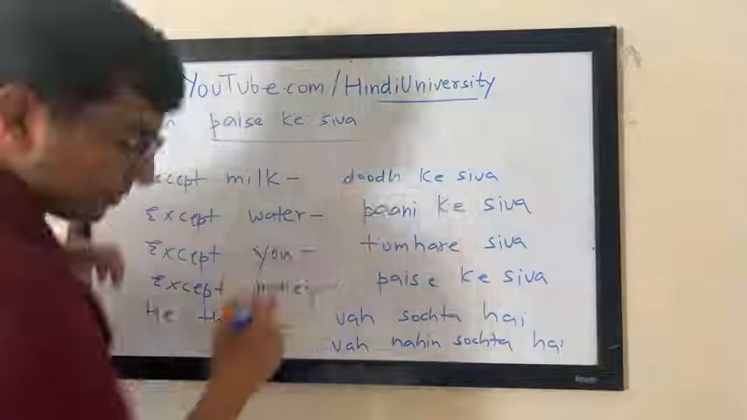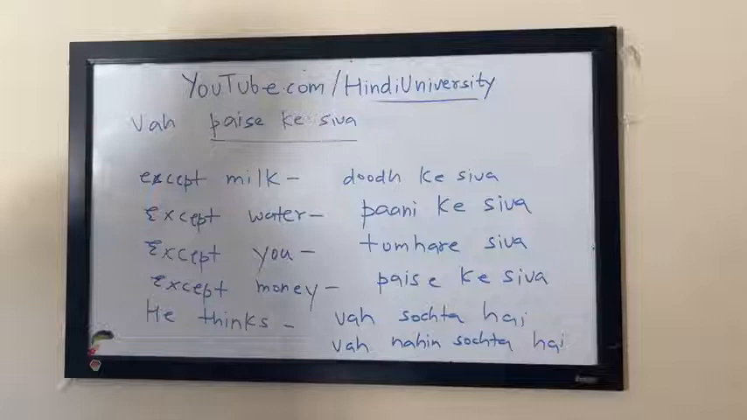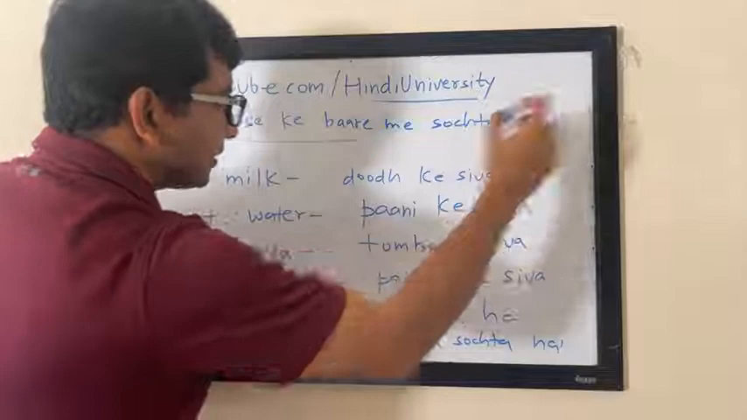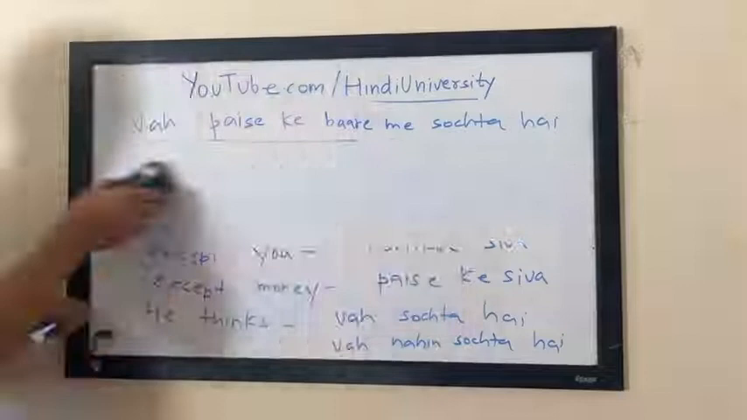Okay. I was trying. Oh wait. He thinks about money. Yeah. वह पैसे के बारे में सोचता है. Right. So you have वह पैसे के बारे में सोचता है. Right. So he thinks about money. But what I was trying to get to is, which is what you also said.